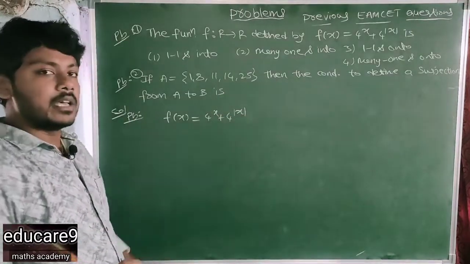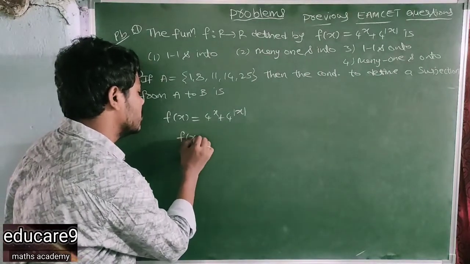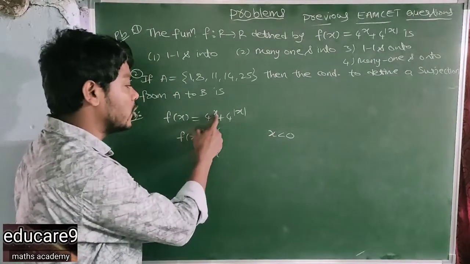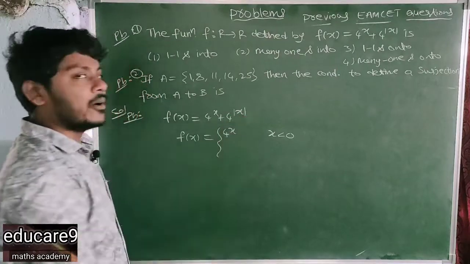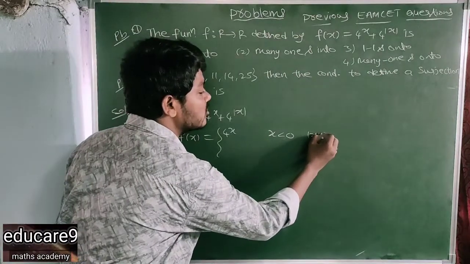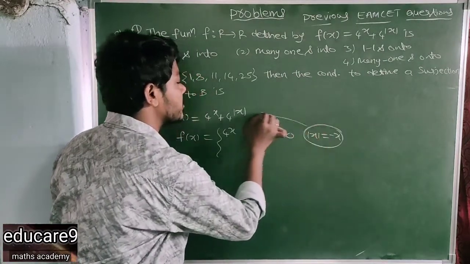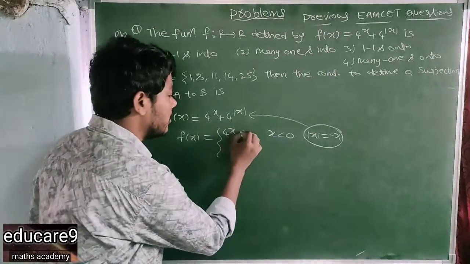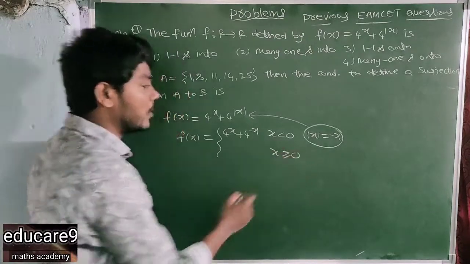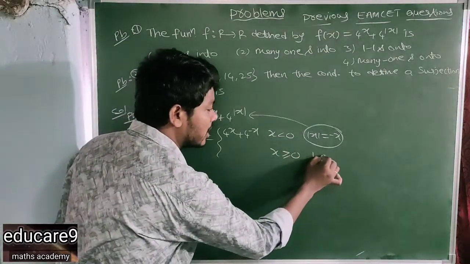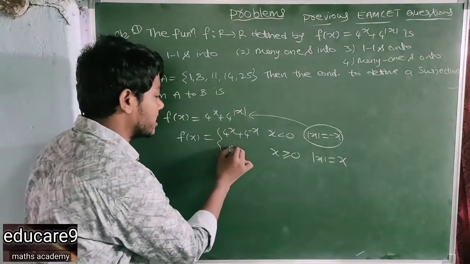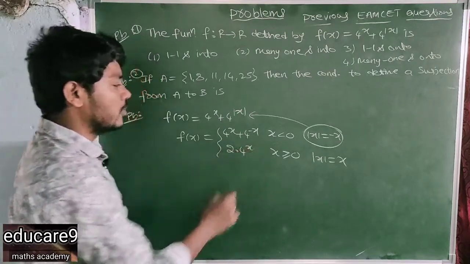So see here, mod x is there. You get two conditions. See here, f of x is equal to 4 power mod x. If x is less than 0, mod x is minus x. Substitute here, then you get 4 power minus x. If x is greater than or equal to 0, then mod x is plus x. So that is 4 power x plus 4 power x, which is 2 into 4 power x.